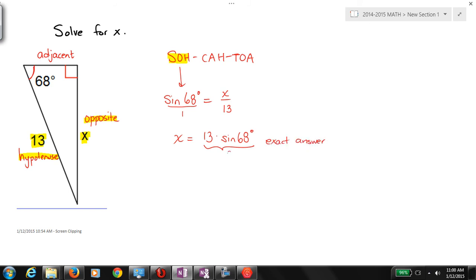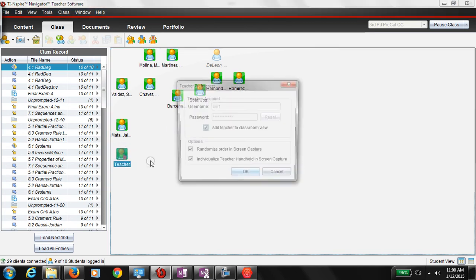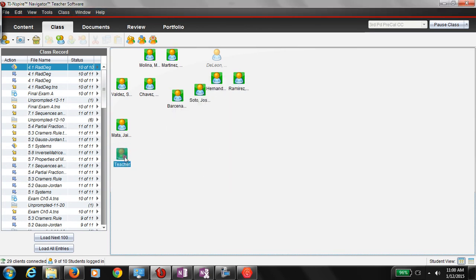But now give me the approximation using your calculator. So type that into your calculator and tell me what you get. Okay, so 12.05. The only thing I was going to mention is be careful.